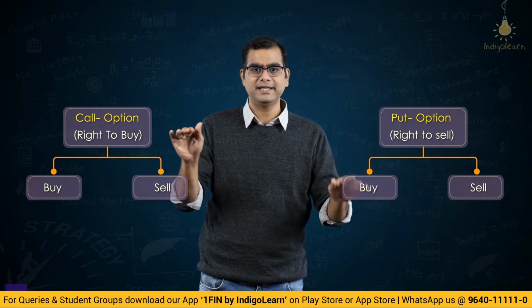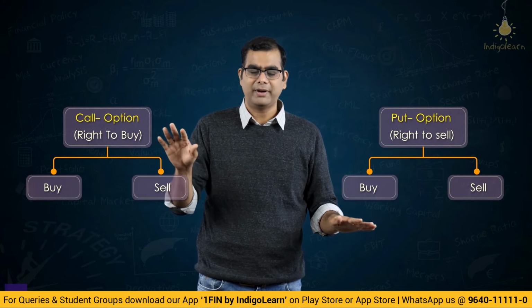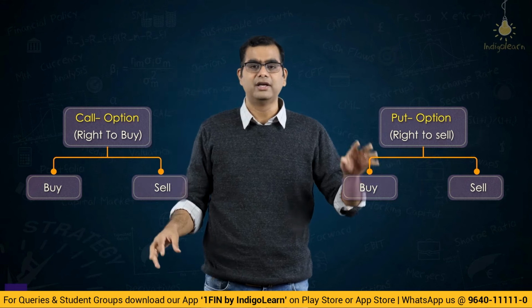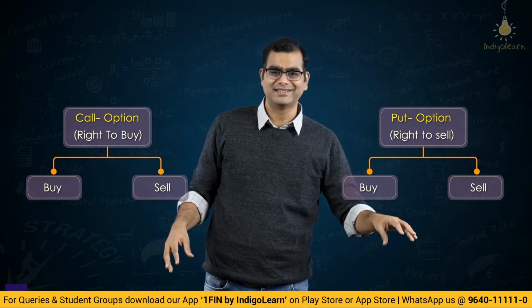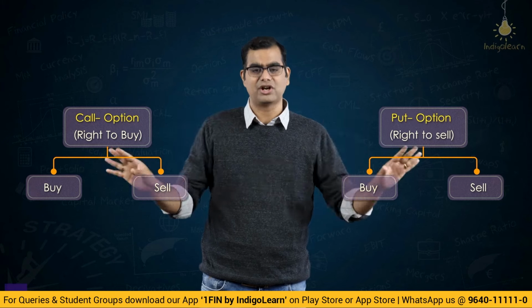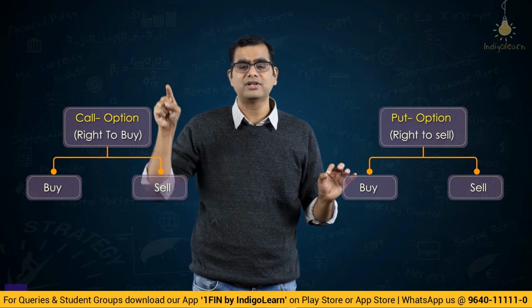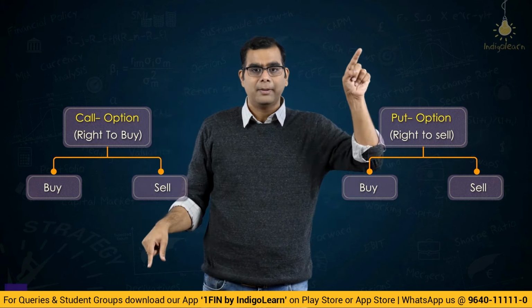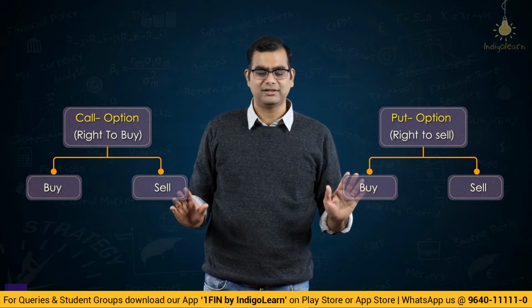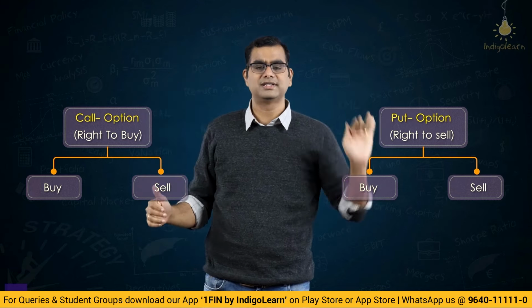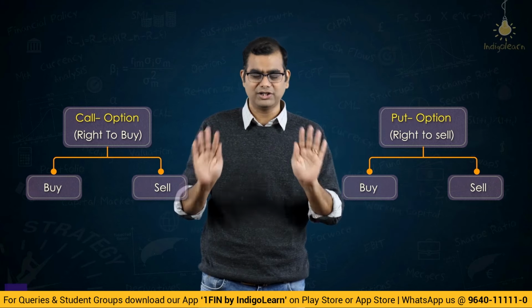Call, put, buy, sell. Call is right to buy, put is right to sell. You can buy a right to buy, you can sell a right to buy. Buy a right to sell, sell a right to sell. It sounds slightly confusing, it is not. If you think logically, it is very, very simple. You can buy a right to buy, you can sell a right to buy. You can buy a right to sell, you can sell a right to sell. Okay. This is buy call, sell call, buy put, sell put. Very, very simple. You have understood this?